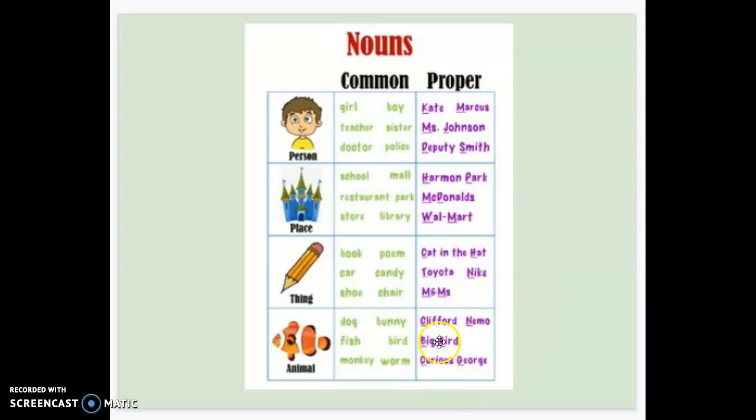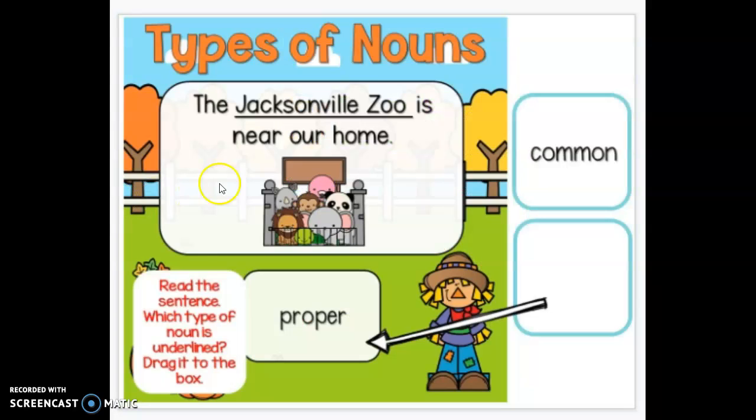And again, when we get down here to animals, I'm not talking about any old dog. If I'm talking about a proper noun, I might be talking about Clifford, the big red dog who we like to read books about. So again, remember a common noun can be referring to any ordinary person, place, thing, or animal. The proper noun is giving a name of a person, the name of a place, thing, or animal, and would need capital letters.